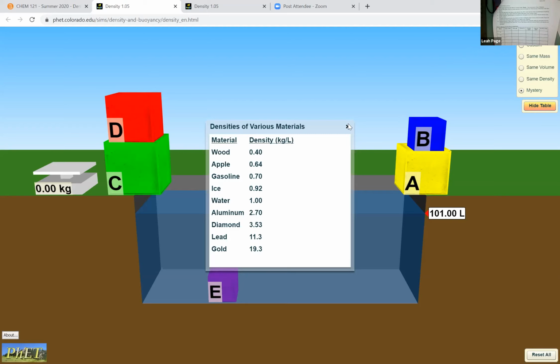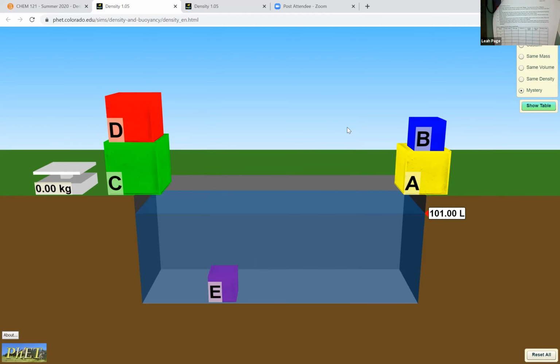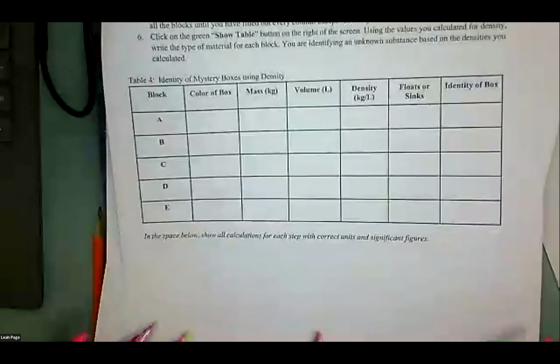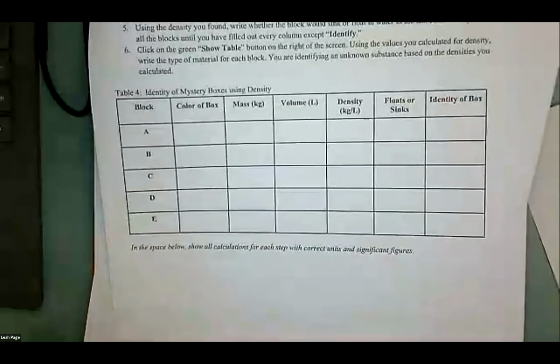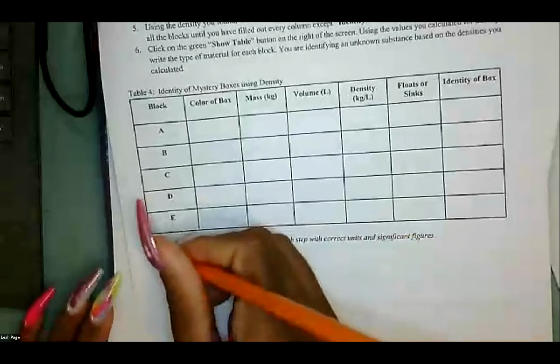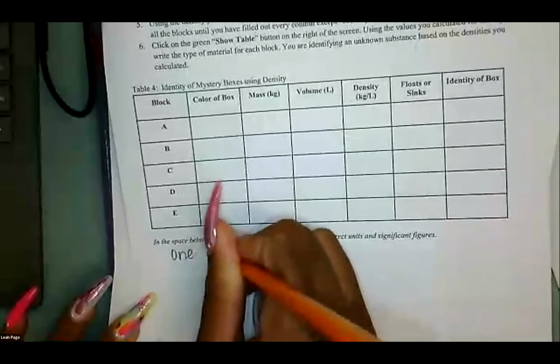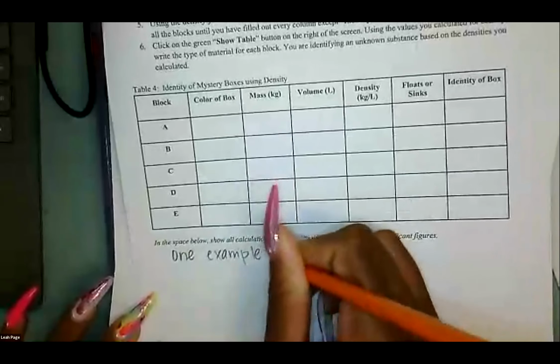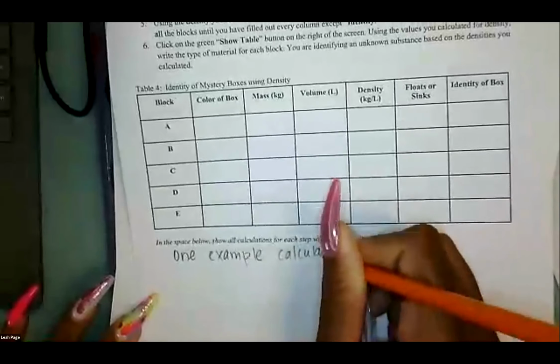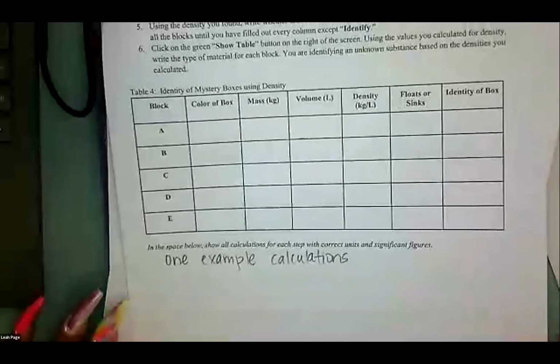So that's all we're doing for the last table, nothing confusing. It's just saying, basically, take the mass, take the volume, calculate the density, and then say what the identity of the box is. Once again, just remember, I only need one example calculation. So that's what I'm going to write here: one example calculation. You do not have to show all the calculations down here.